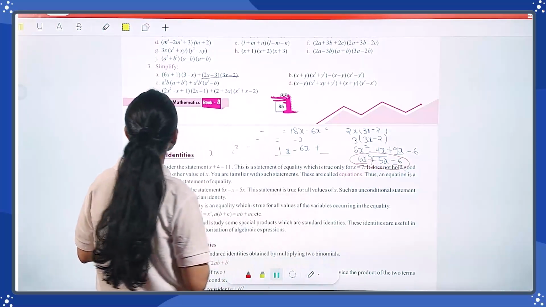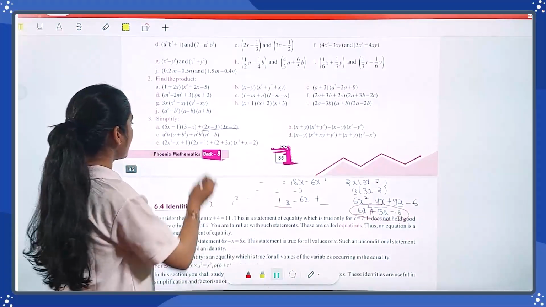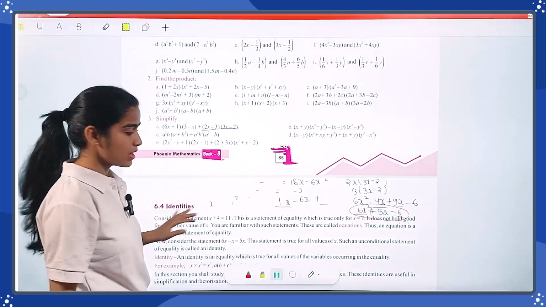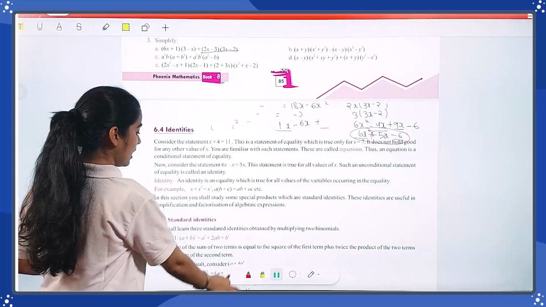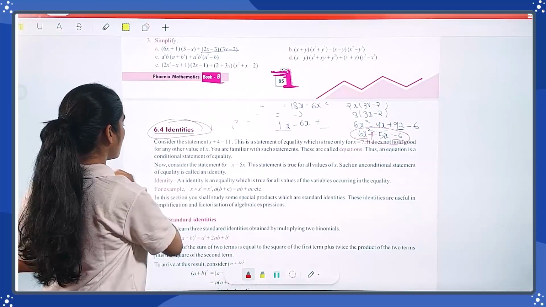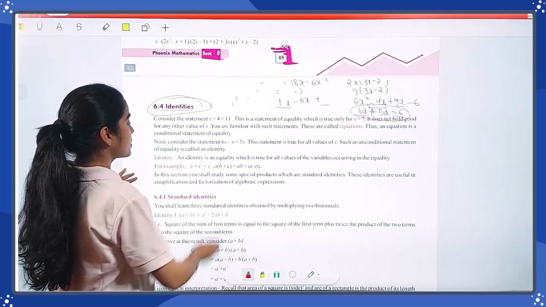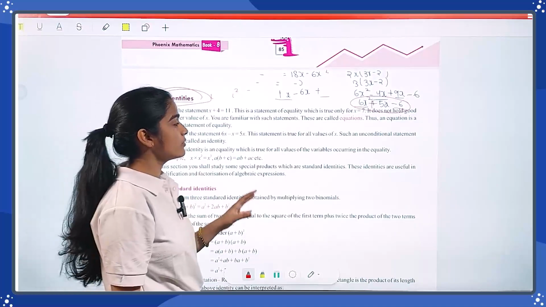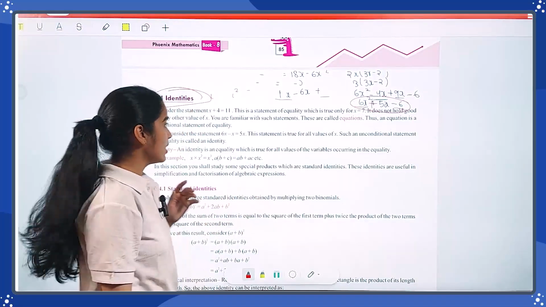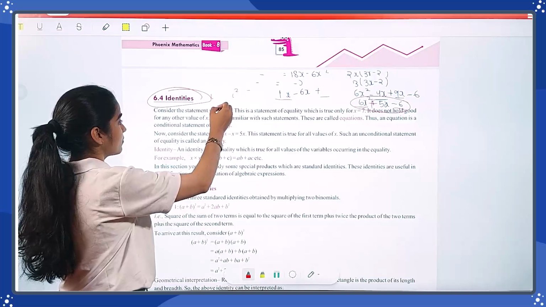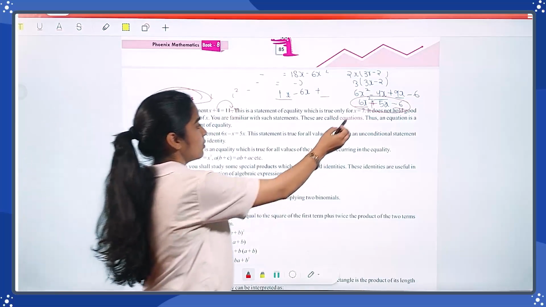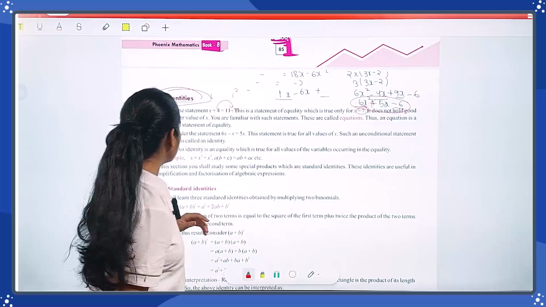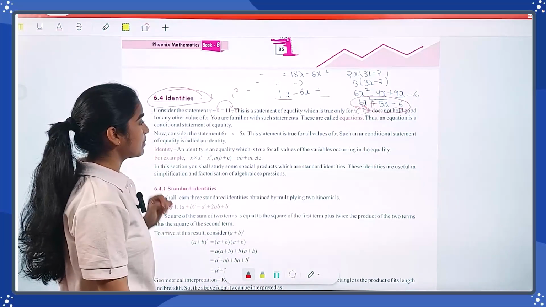So I hope students this is clear to you. Now what you have to do, you have to solve the rest of the questions like this. Okay, now we have moved forward to 6.4, which is our identities. So consider the statement x plus 4 is equal to 11. This is a statement of equality which is true for x is equal to 7. If I change the sign of it, if I put it there, which means x minus 11 minus 4, which is equal to 7. It does not hold good for any other value of x. You are familiar with such statements.